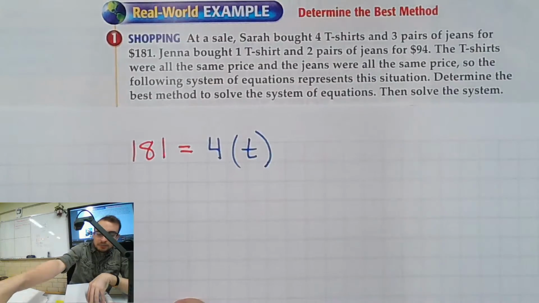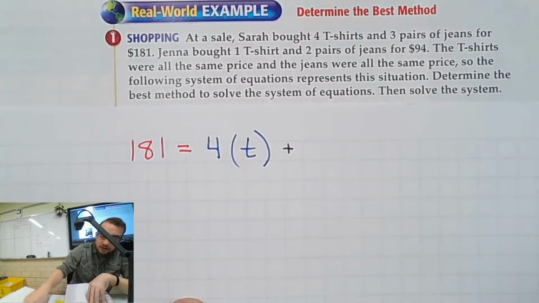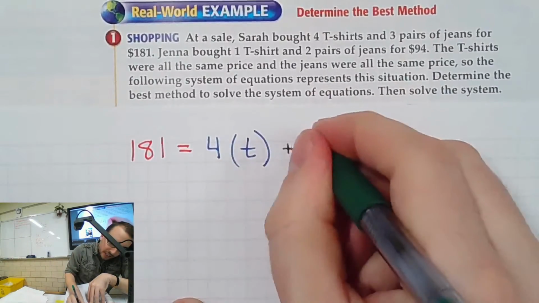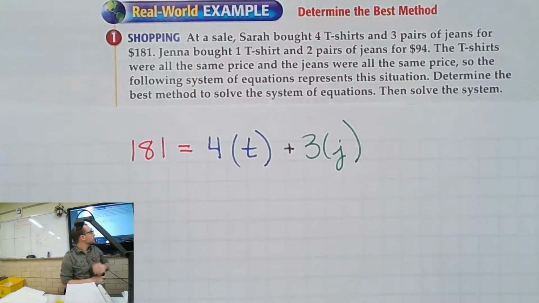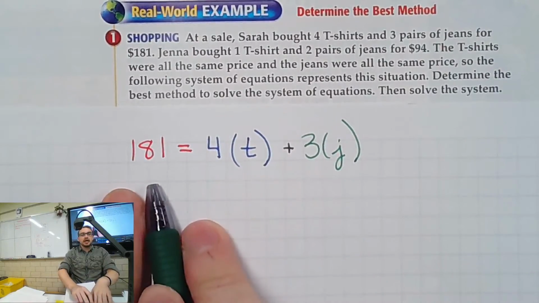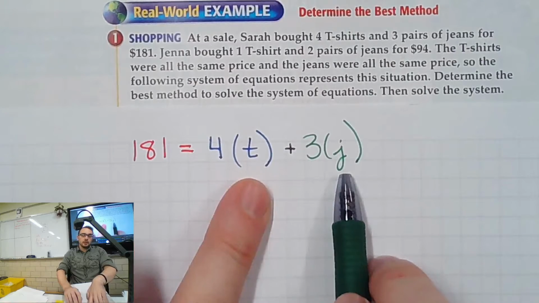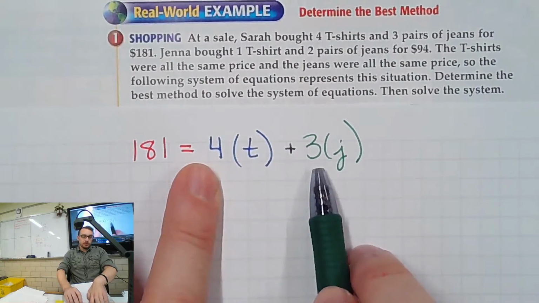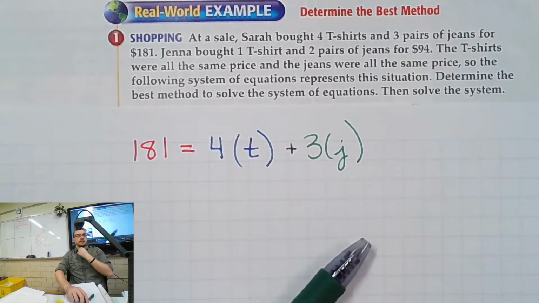Now that's not all she bought. What else did she buy? 3 pairs of jeans. So 3 pairs of jeans. Right? That equation represents how much money she spent. We don't know the price of the t-shirts and the jeans, but we know that if we did and multiplied them by 4 and 3 respectively, we'd get the total amount she spent, right? More or less, we're ignoring sales tax and all that garbage.